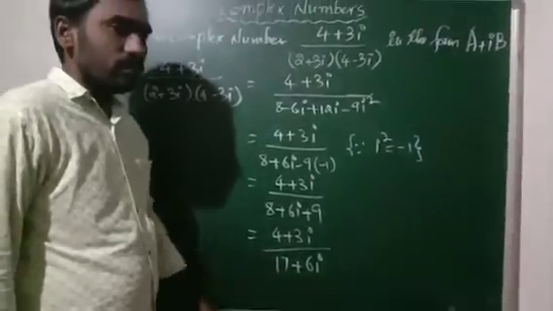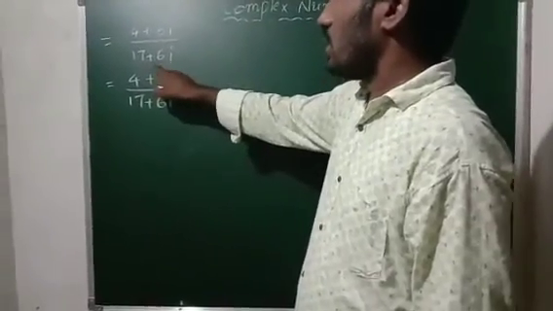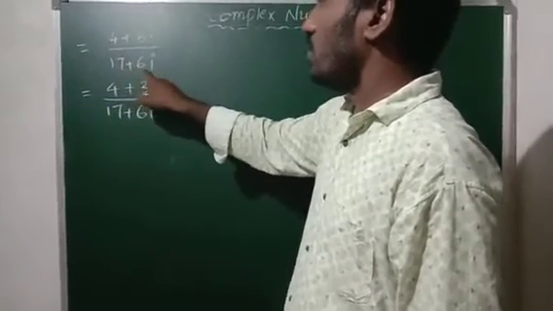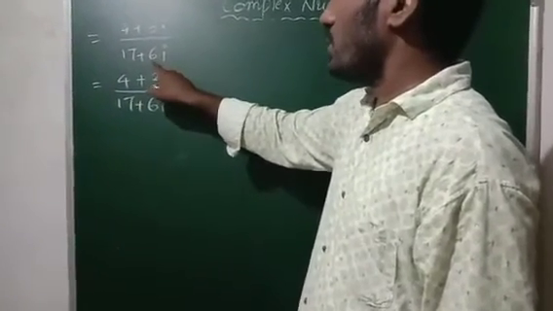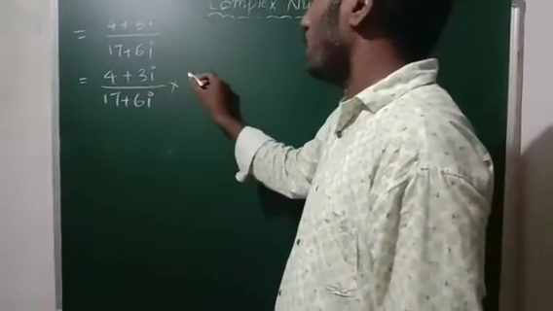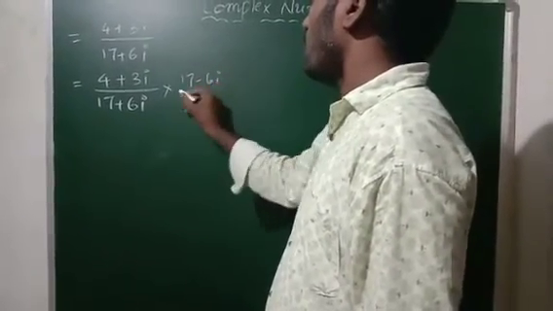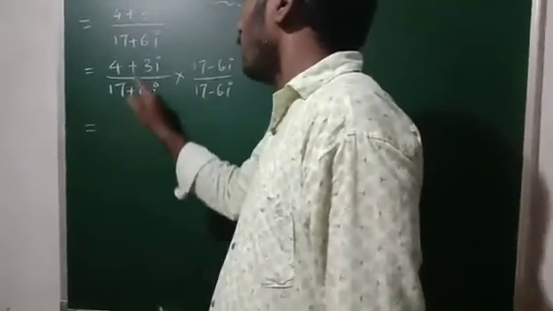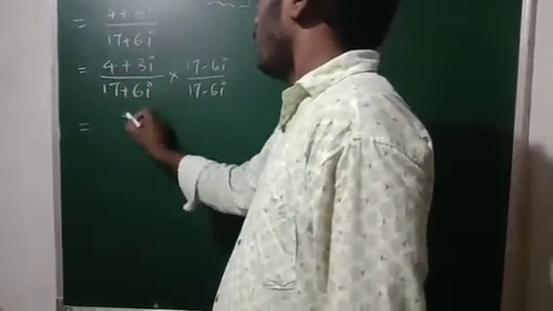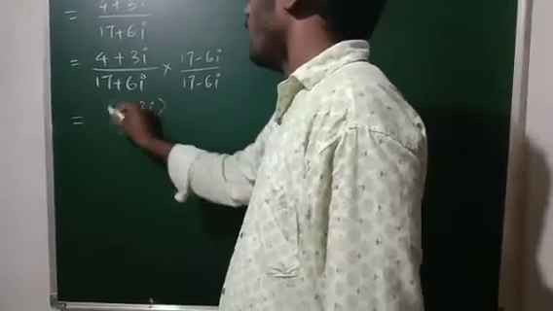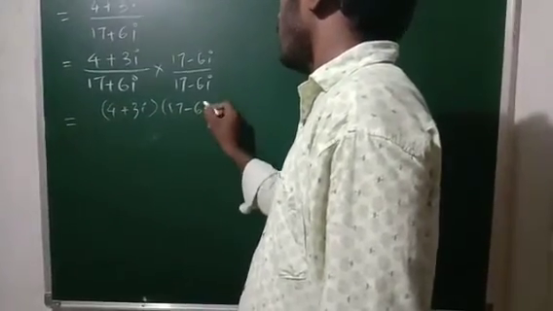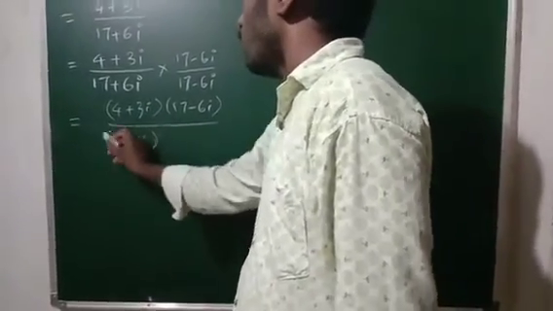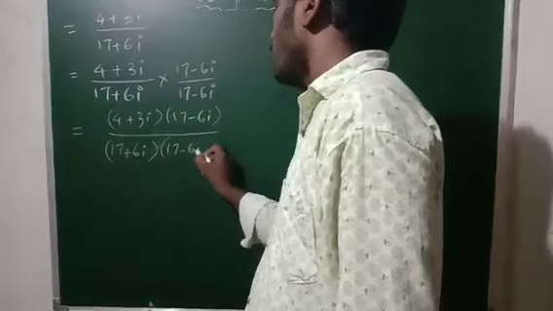Okay. We are rationalizing the denominator of this complex number (4 + 3i)/(17 + 6i). This denominator is 17 plus 6i, so we are rationalizing with this denominator. So this is multiplied by (17 − 6i)/(17 − 6i). So this is equal to (4 + 3i)(17 − 6i)/((17 + 6i)(17 − 6i)).